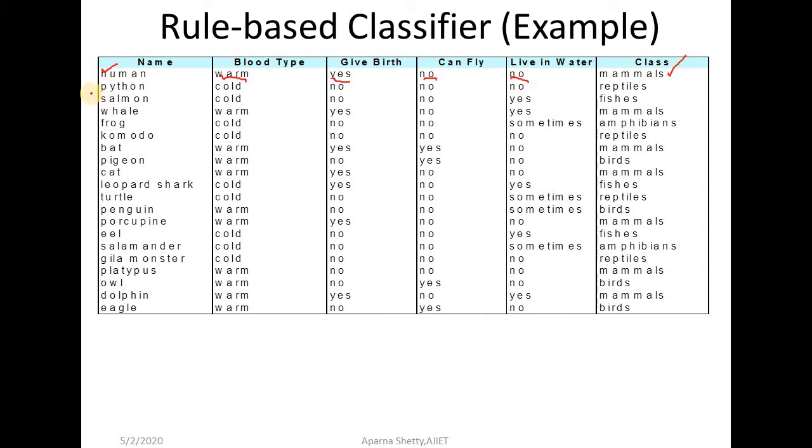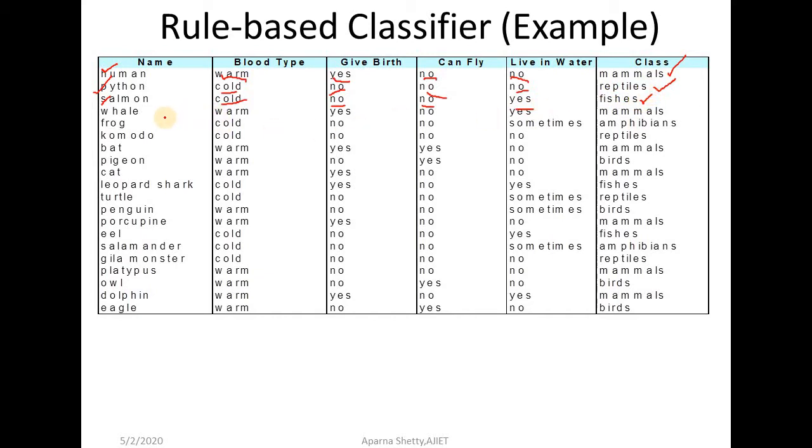In the same way, the next vertebrate is python. Python is cold blooded, so blood type is cold blooded, gives birth, no, can fly, no, lives in water, no. Then we can classify it as a reptile. Next, salmon: blood type cold, gives birth, no, can fly, no, lives in water, yes. We can classify it as a fish.